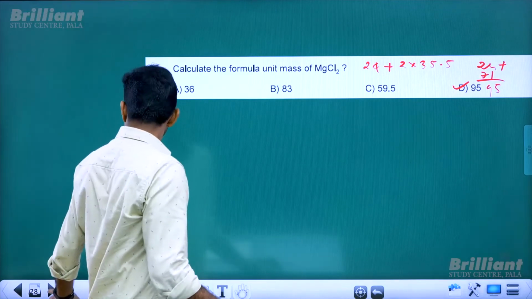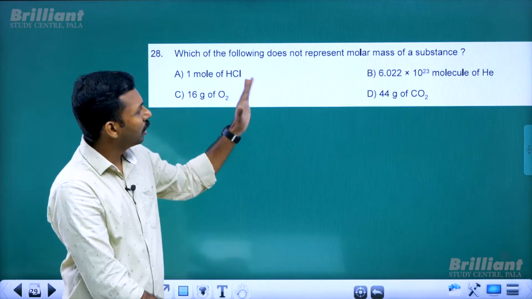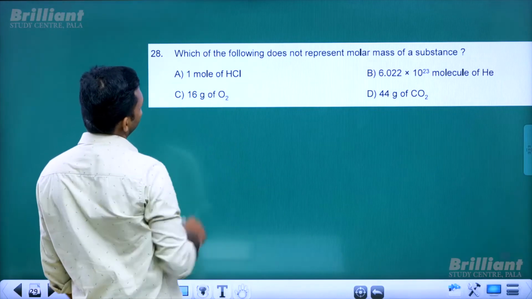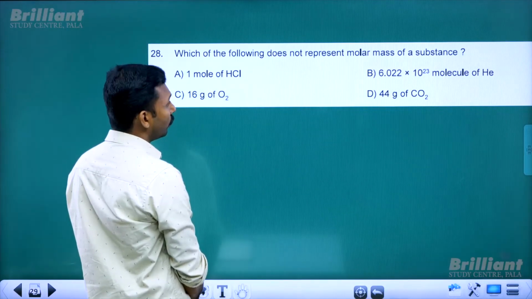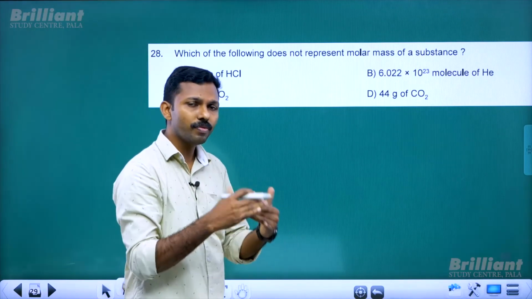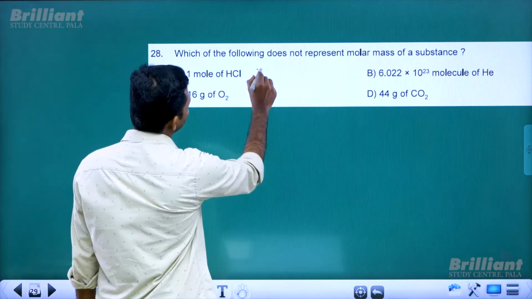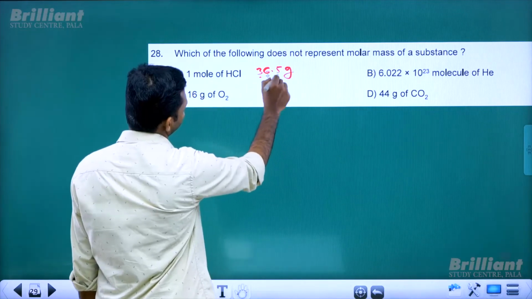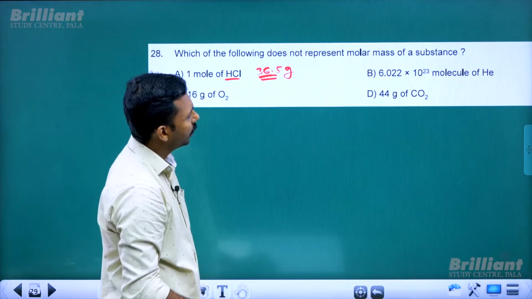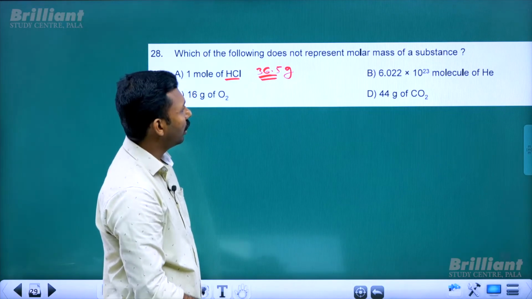Next is 28th question. Which of the following does not represent a molar mass of a substance? Molar mass means what? Molecular mass or mass of one molecule. 1 mole HCl, we know that it is 36.5 gram HCl, that is 1 mole, correct? 6.022 into 10 raised to 23 molecule of helium. Molecule of helium, okay, molar mass.